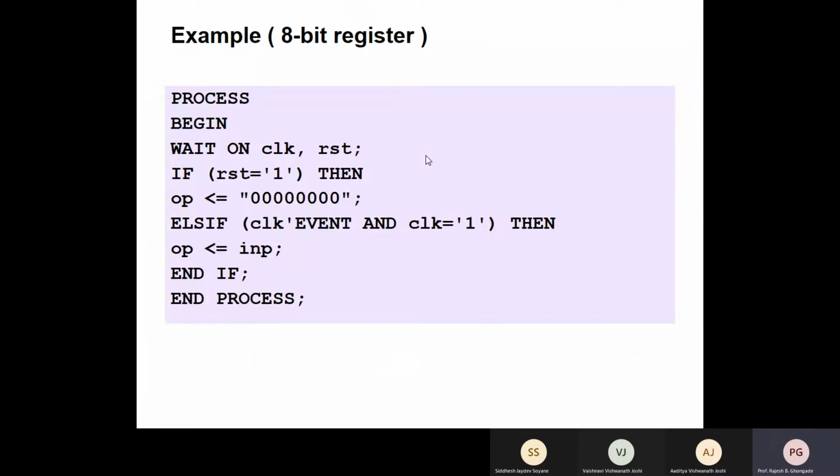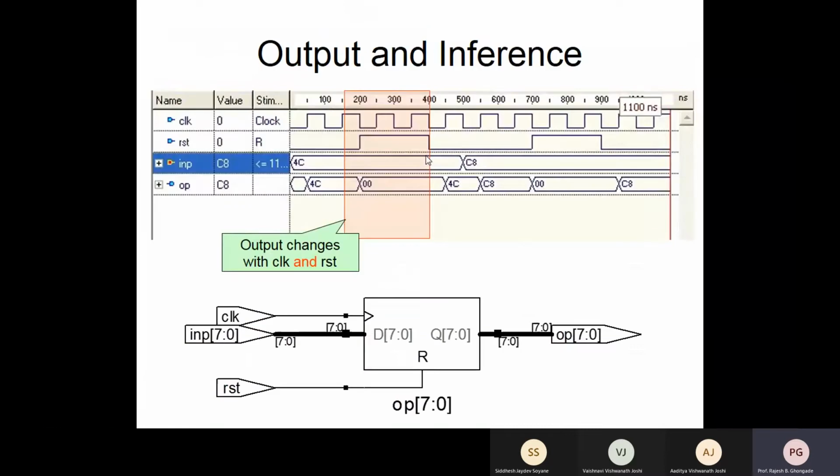So process, again, observe that there is no sensitivity list. Begin. Wait on. Now here you are having multiple signals: wait on clock, reset. Any one of these signals changes, you are going to execute the process. So if reset is equal to 1, then output is 0. Otherwise, if clock'event and clock equal to 1, then output is assigned input. Now, what is the difference?